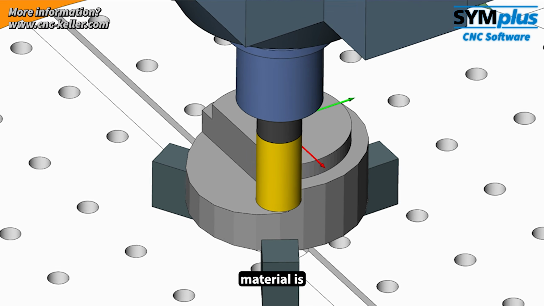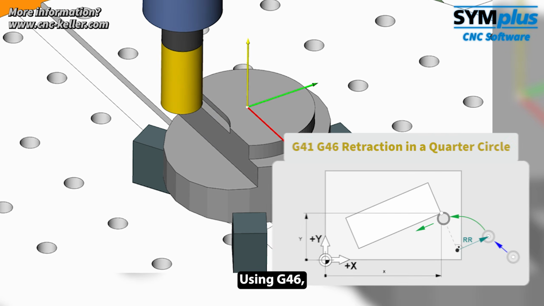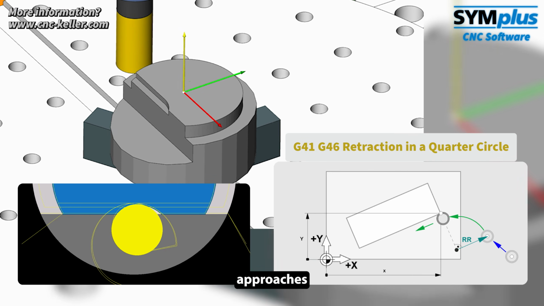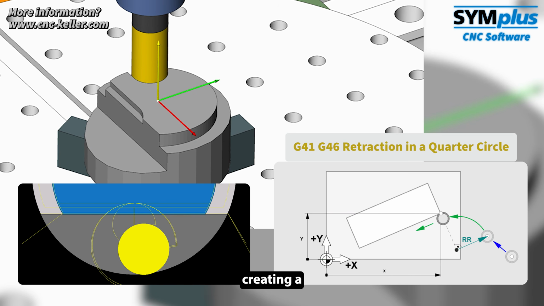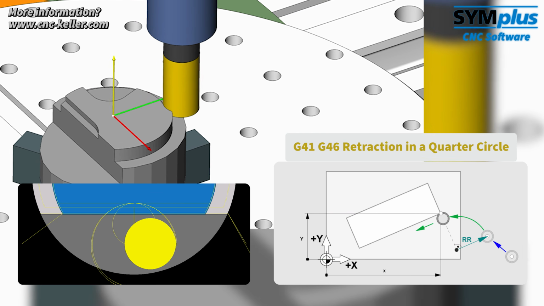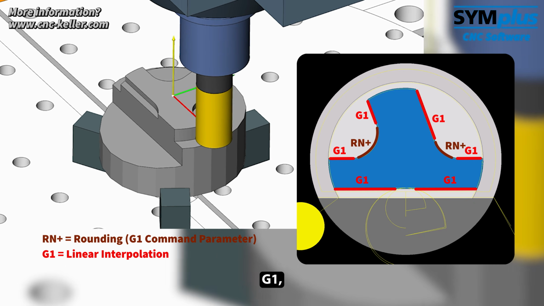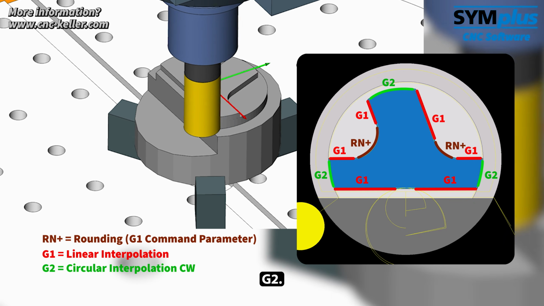The remaining material is then machined into a contour island. Using G46, the cutter approaches the contour tangentially, creating a smooth entry without plunging abruptly into the material. It then follows a combination of straight lines, G1, and circular arcs, G2.